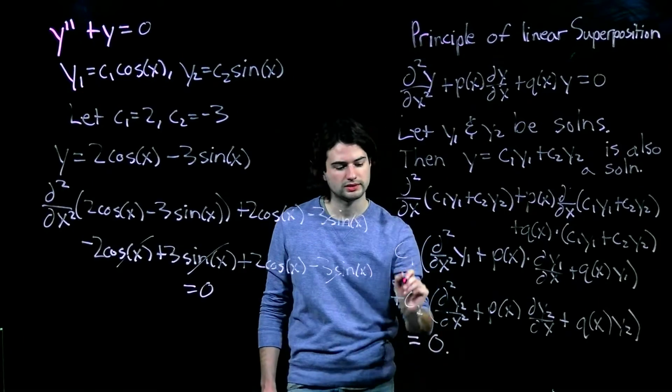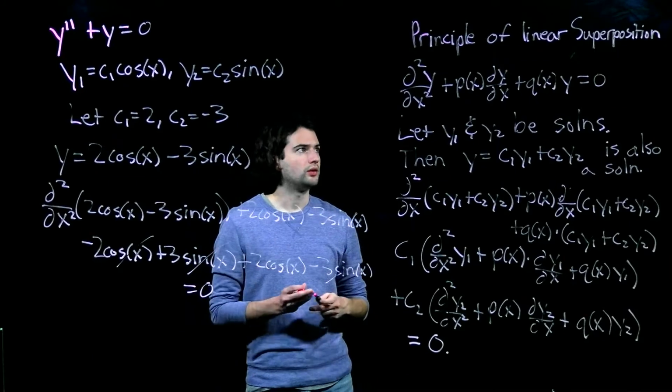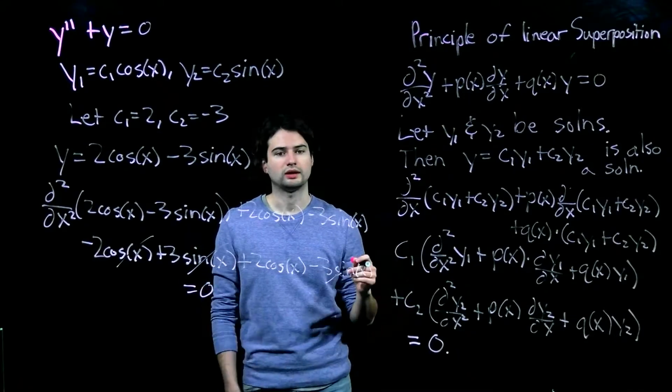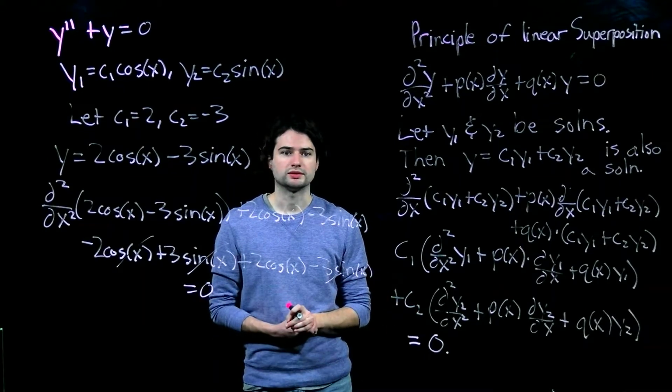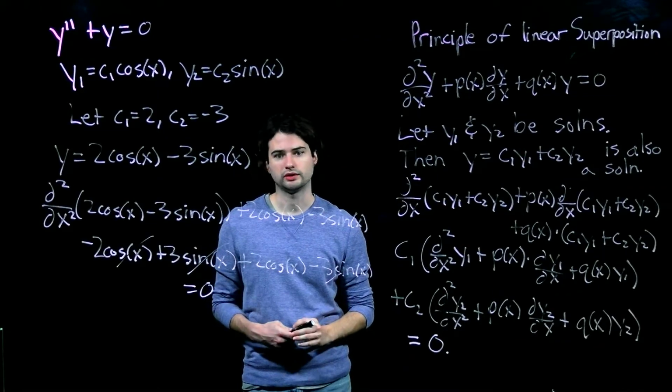So it didn't matter what c1 and c2 are because they ended up pulling out. So this being able to find new solutions using linear combinations of your known solutions is called the principle of linear superposition.